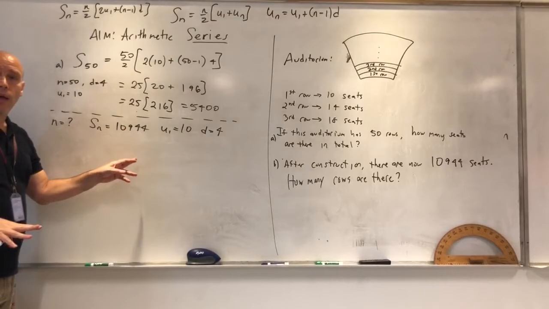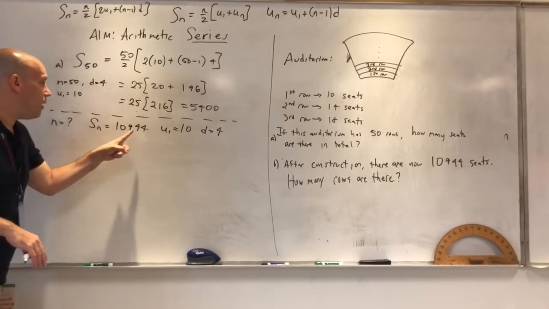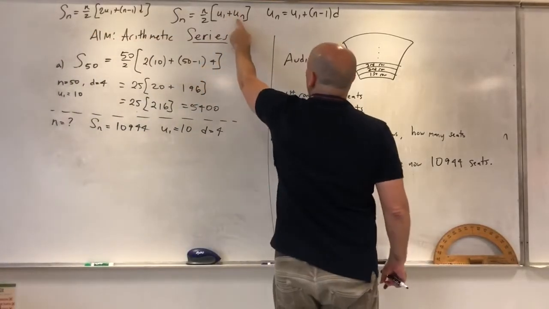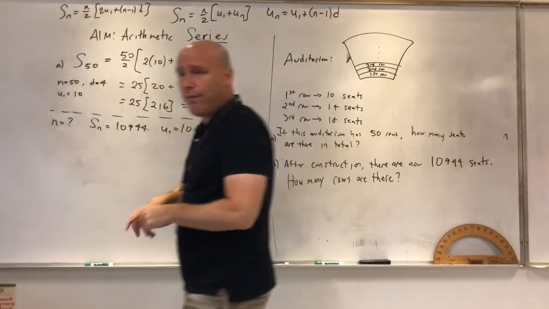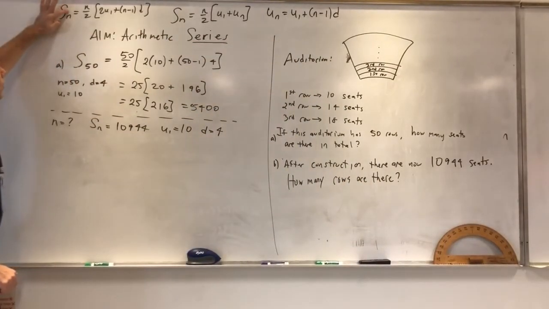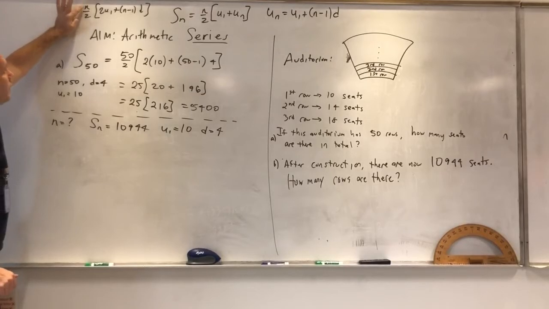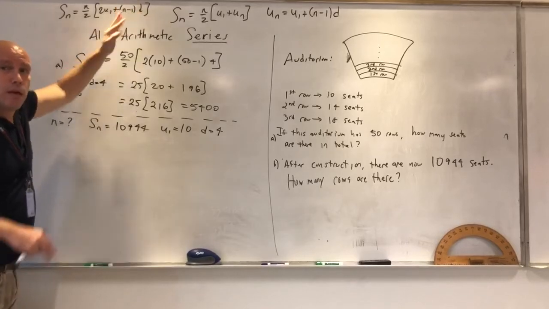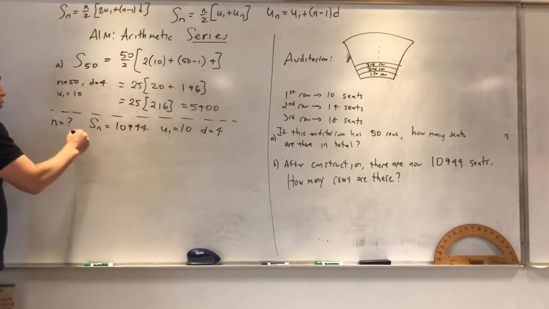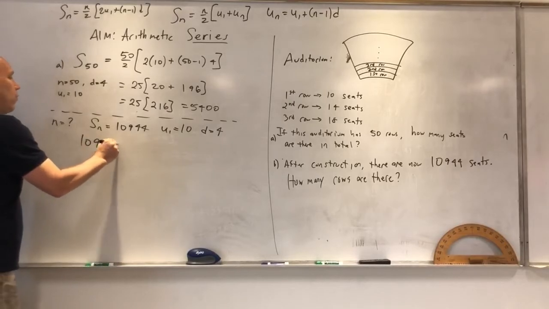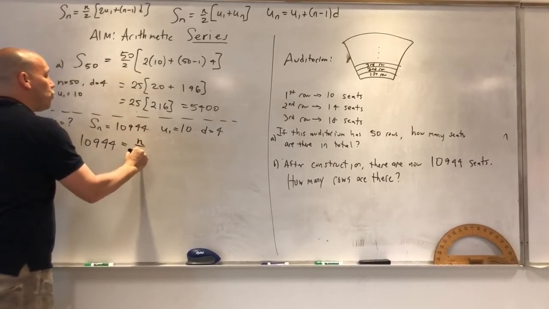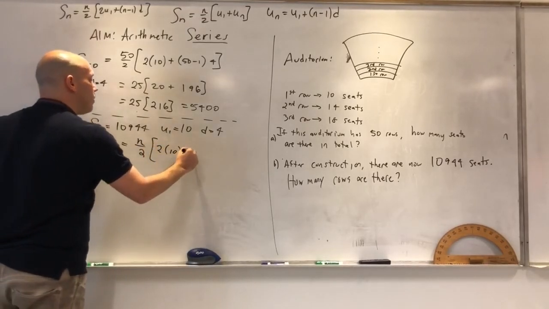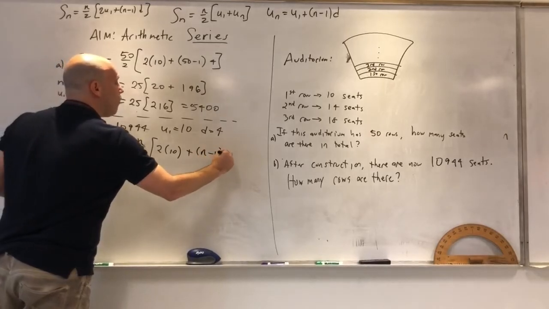Do I have a formula that allows me to plug in these numbers and leave me with one unknown? Well, the first one's no good because I don't know what that u of n is. But I look at my second formula and I say, you know what? I know the total, I know the first term, n is unknown, and I can take care of d. So I'm just left with n. So we have 10,944 is equal to n over 2, open parentheses, 2 times 10 plus n minus 1 times 4.